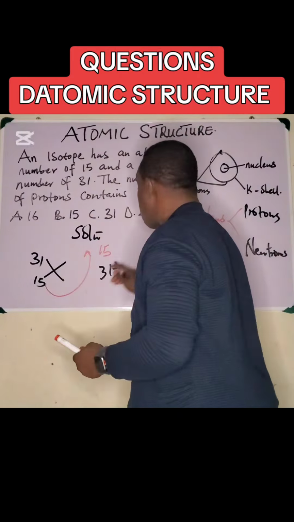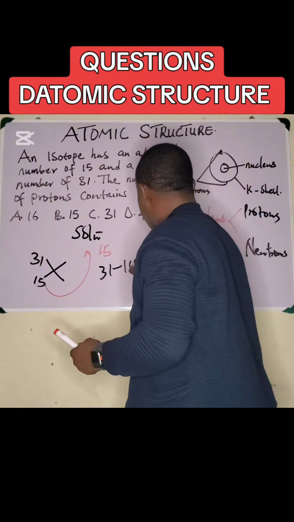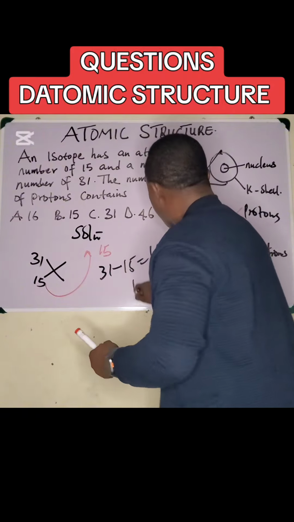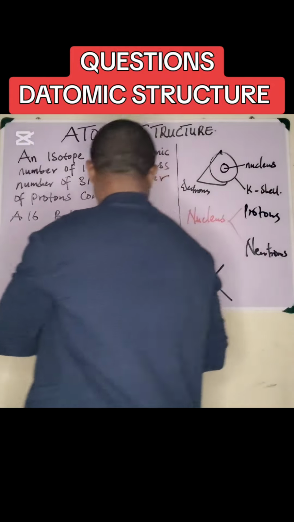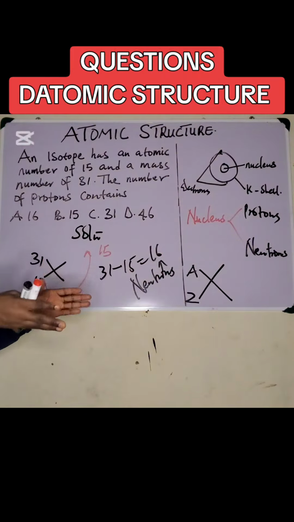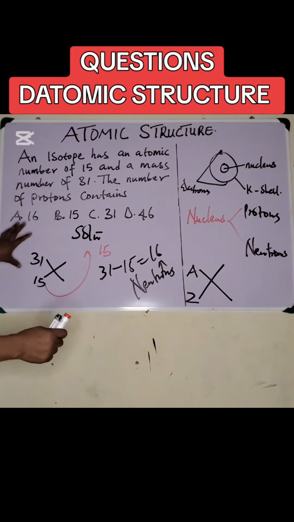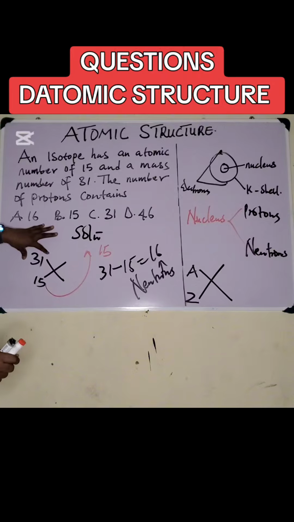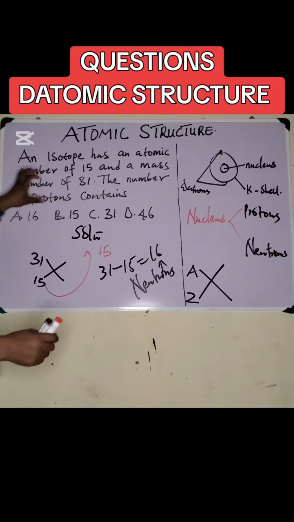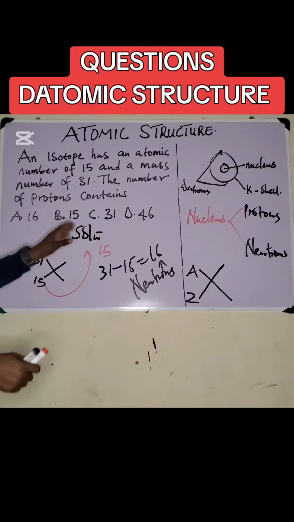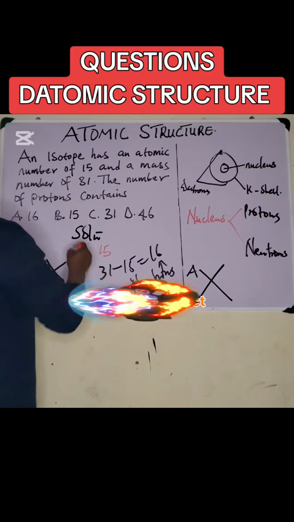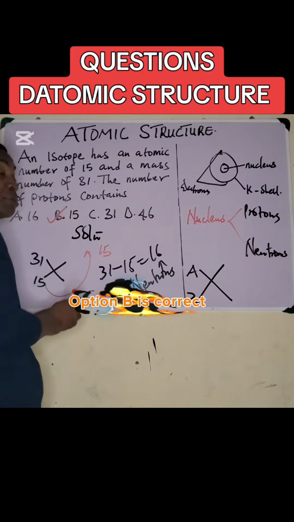If you subtract 15 from 31, we're going to have 16. So 16 is the number of neutrons. When you add the number of neutrons to the number of protons, they will give us the mass number, while the number of protons will give us the atomic number. So from this question, the correct answer is option B.